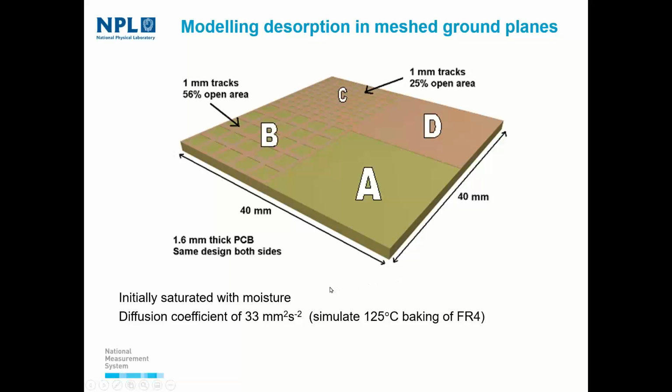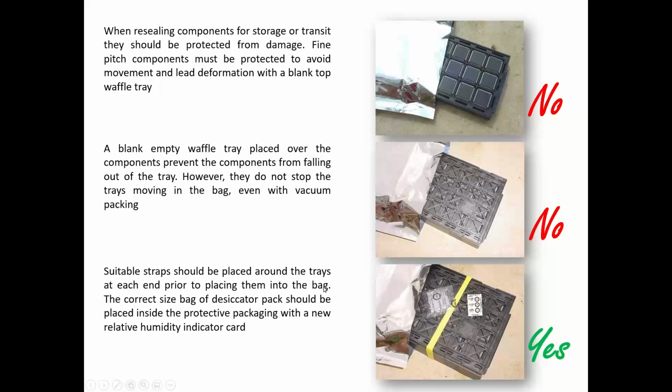Now, this is obviously a modeling exercise based on weight gain and weight loss, but also based on the design of the printed circuit board. There's not an easy way to come out of this and say, okay, you've got to bake for this time, at this temperature, for this type of board, but that's something you could do yourselves to set up an appropriate bake temperature regime. So let's just pick up on some practical things now on components.